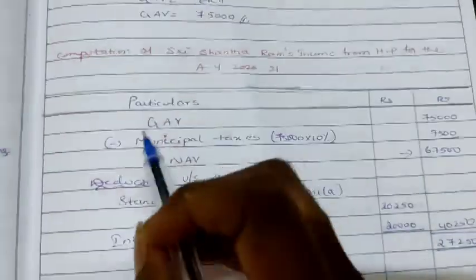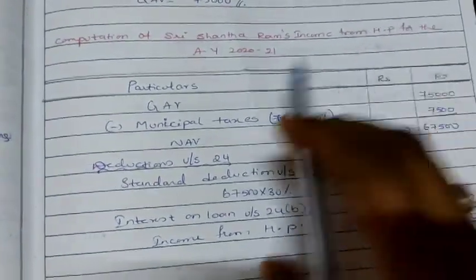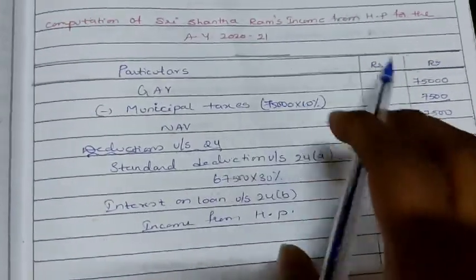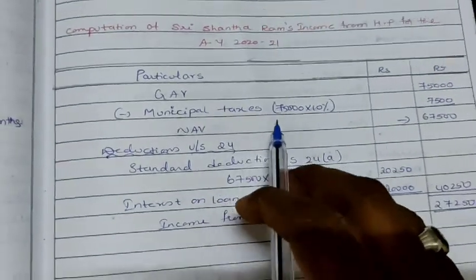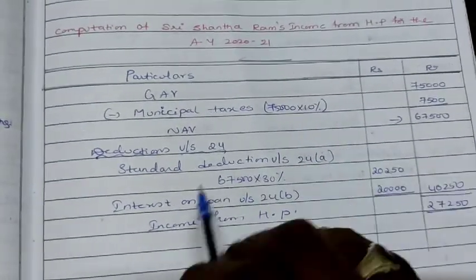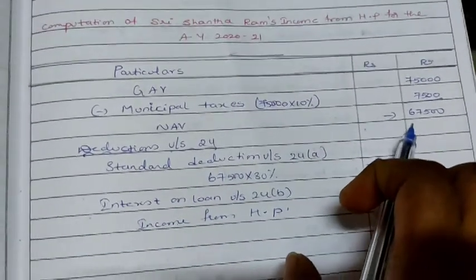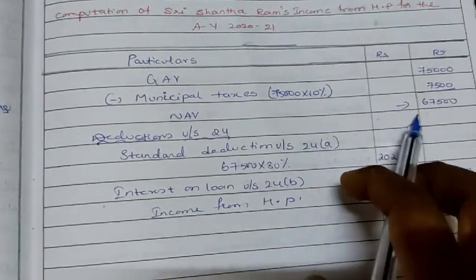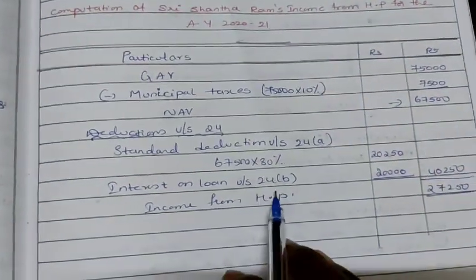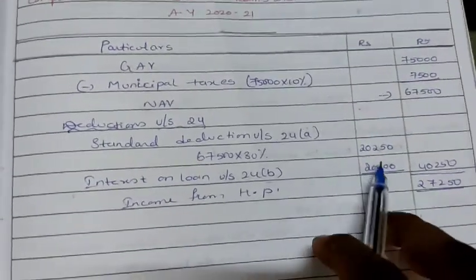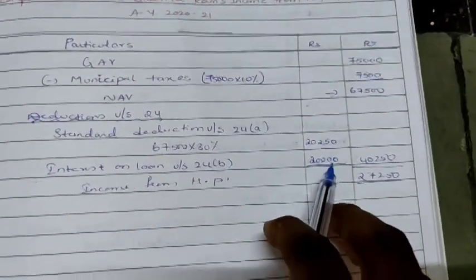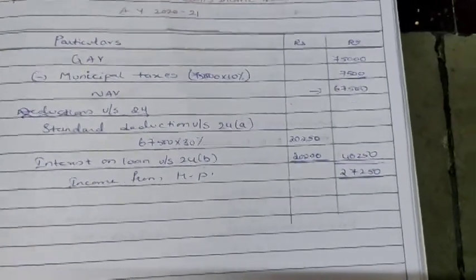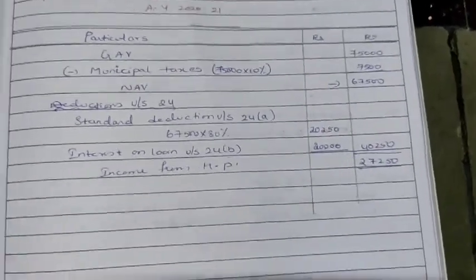Now you see this computation of Sri Shantaram's income from house property. GAV 75,000. Municipal taxes you have to calculate on the municipal value, not on the GAV. Municipal value 75,000 is given, 75,000 into 10% is 7,500. Deduct it and you get the NAV. Afterwards, deduction under section 24: standard deduction under section 24A is 30% on this NAV, and interest on loan under section 24B, directly given in the question, is 20,000. Add both of these, then subtract. 27,250 is the income from house property.